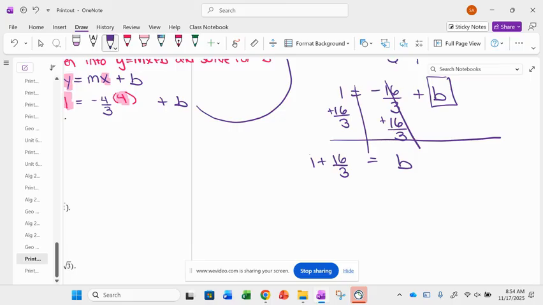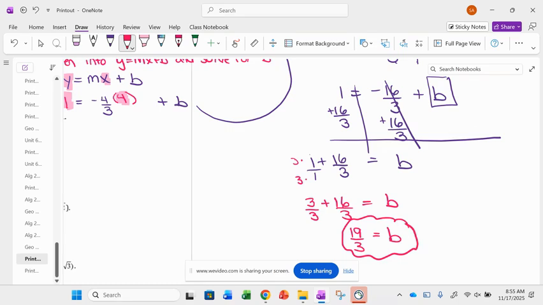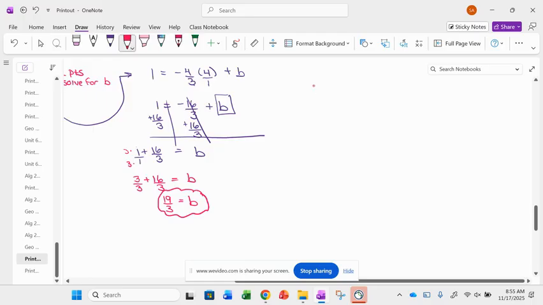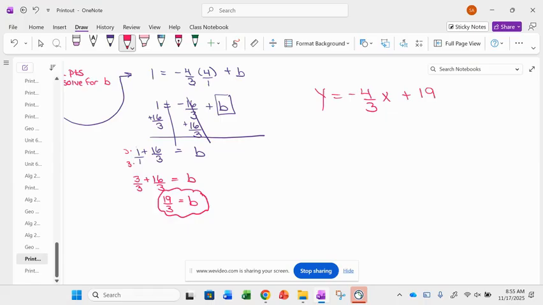I'm not going to leave it like this. I have to create a common denominator so I can add them. So I'm going to multiply top and bottom by 3. So we're 3 over 3 plus 16 over 3 equals b. So that gives us 19 over 3. Do we now have everything we need to write this equation? Yeah, so we're going to now have y equals negative 4/3 x plus 19 over 3.